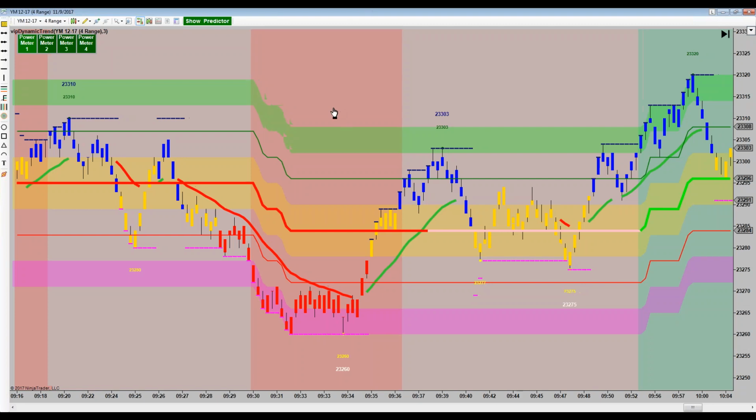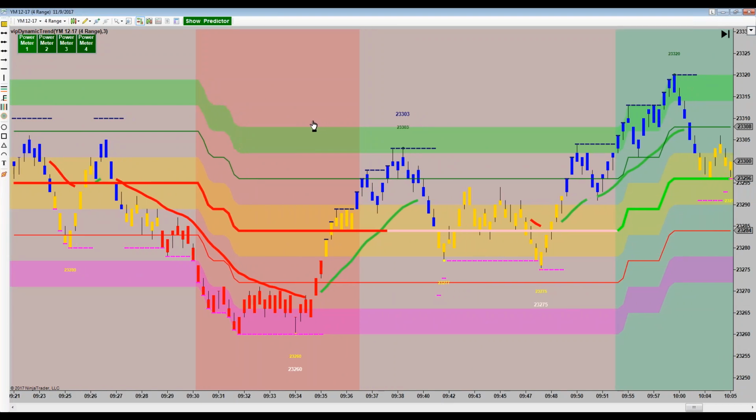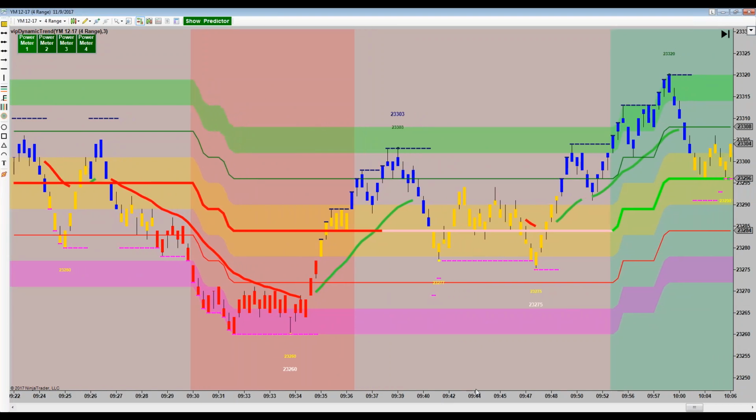Advancing the chart. Getting some more bars coming in here. 10:04 Pacific time. Advancing the chart. 10:06. 3 minutes later, from our observations.